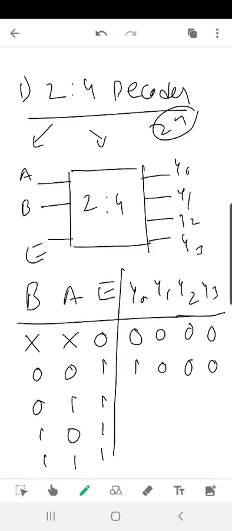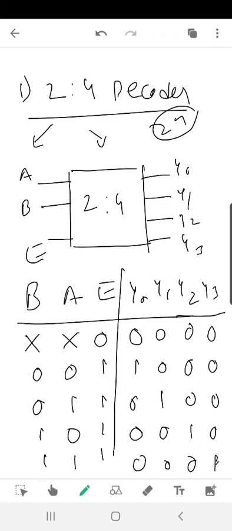Similarly, when the inputs are 0 1, we will get 1 at y1 and all other outputs will remain at 0. When we have inputs 1 0, y2 will be selected and all other outputs will be 0. For 1 1, y3 will be selected and all other outputs will remain at 0. Okay, so this is our function table for our 2:4 decoder.